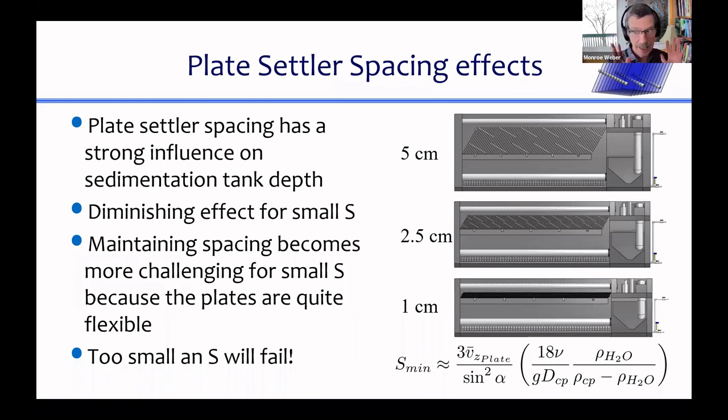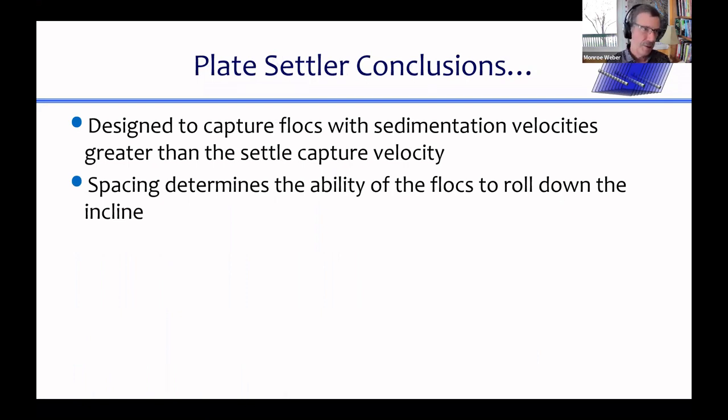The other thing that's happening is in each of these designs, the total area of plate settlers is actually very close to the same. So in order to get all that area in there, we have to have longer plates when they're further apart. And so conventional plate settlers use 5 centimeter spacing. We've dropped that to 2.5 to make a more compact plant, but we're not going to go to 1 centimeter because the analysis suggests that we would run into failure if we went to 1 centimeter, although it would be a cute little design, but it wouldn't work.